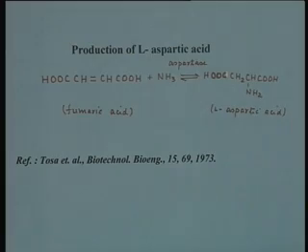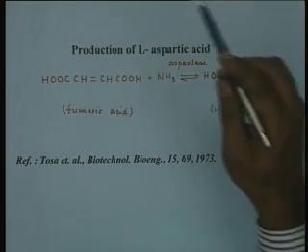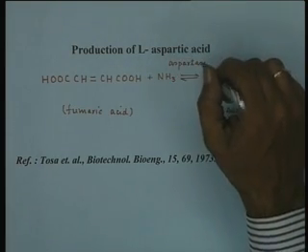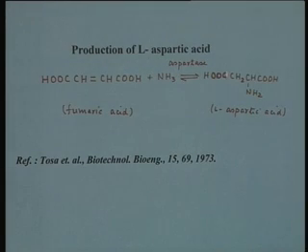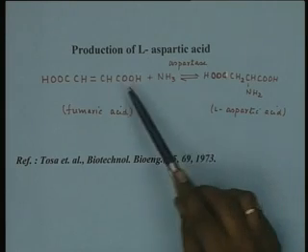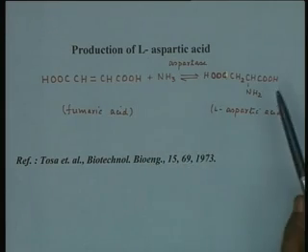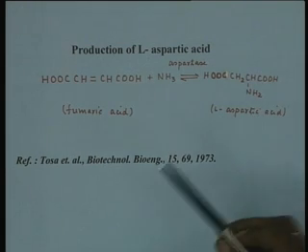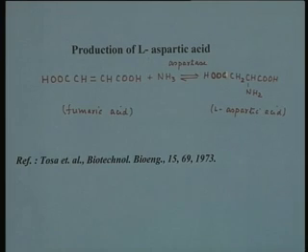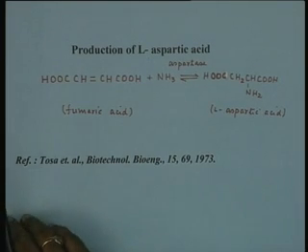Another example that I like to illustrate is also an organic molecule production, of L-aspartic acid. Now L-aspartic acid is a molecule which is used in the food industry and pharmaceutical industry, and this can be produced by aspartase, a lyase enzyme, which acts on fumaric acid and ammonia to give you the L-aspartic acid. And of course, the work was reported by Tosa and others in Biotechnology and Bioengineering in 1973.